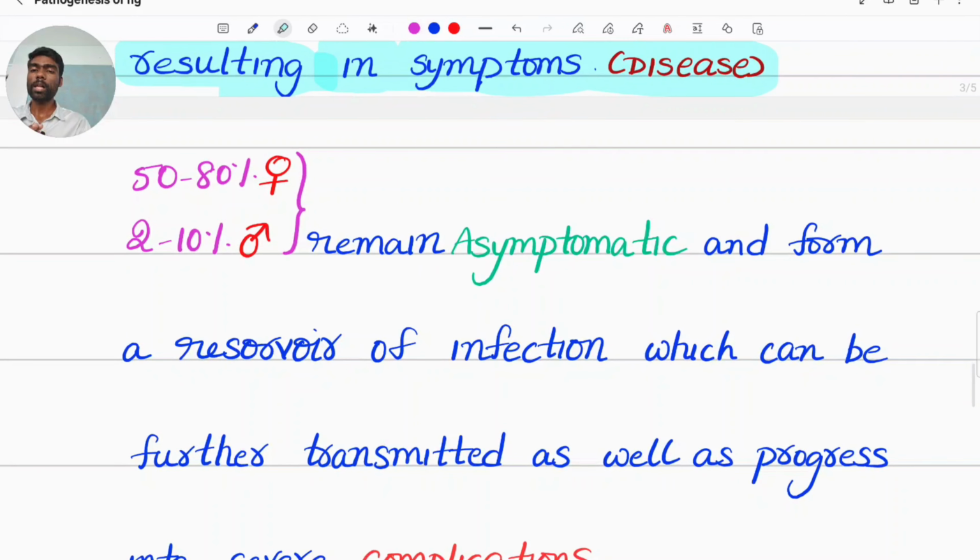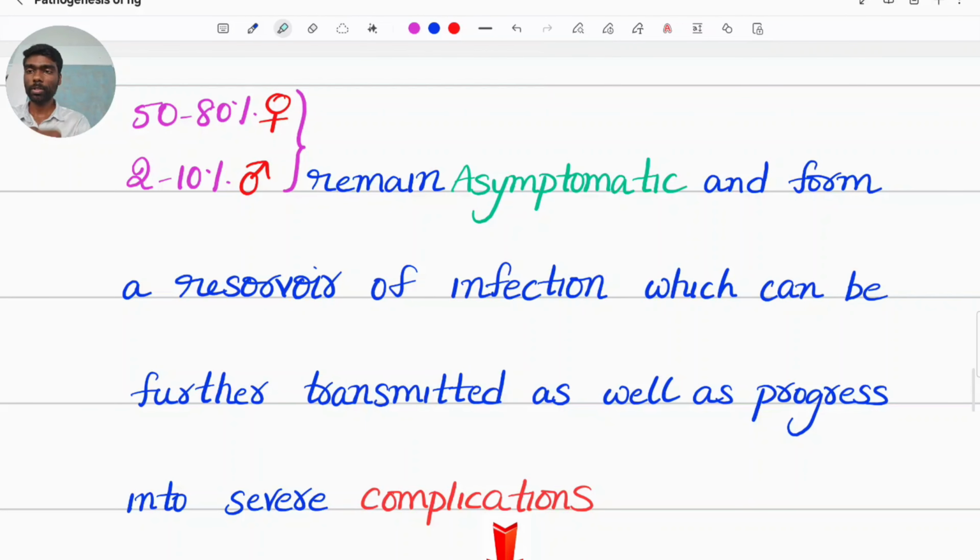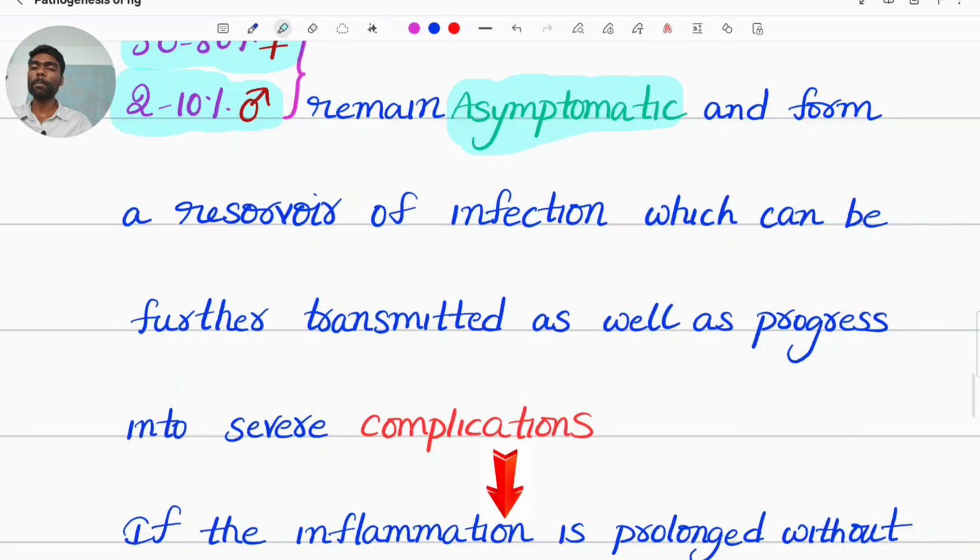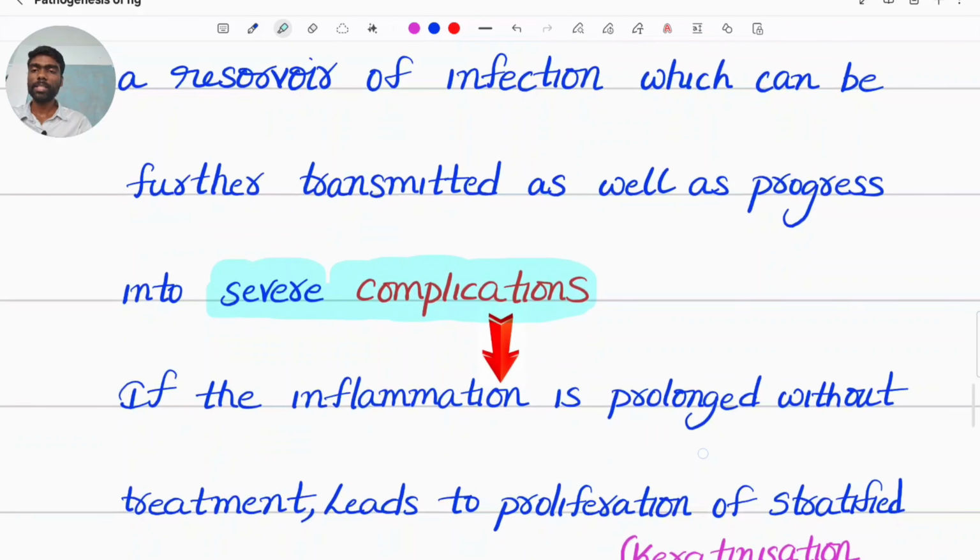But not all patients infected with Neisseria gonorrhoeae will develop symptoms after the incubation period. 50 to 80% of females and 2 to 10% of males remain asymptomatic. They won't produce any symptoms of disease and form a reservoir of infection which can effectively be transmitted as well as progress into severe complications. From these asymptomatic carriers, mostly transmission of the disease will occur.